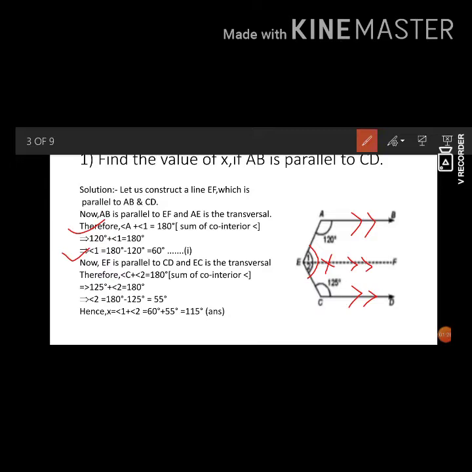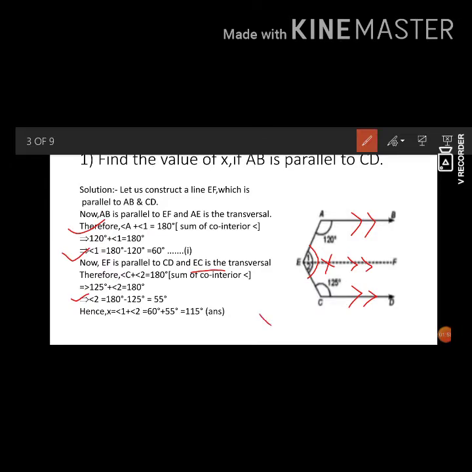that is 60 degrees. Now let us consider the lines EF and CD, and EC is the transversal. Here again we can say that angle C plus angle 2 is equal to 180 degrees, as the sum of co-interior angles is 180 degrees. So now we are going to substitute the value of C and subject angle 2. We will get angle 2 is equal to 180 degrees minus 125 degrees is equal to 55 degrees.